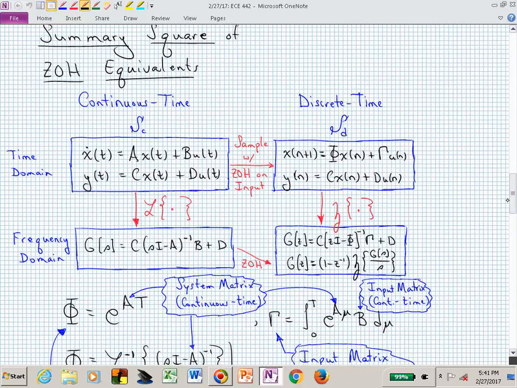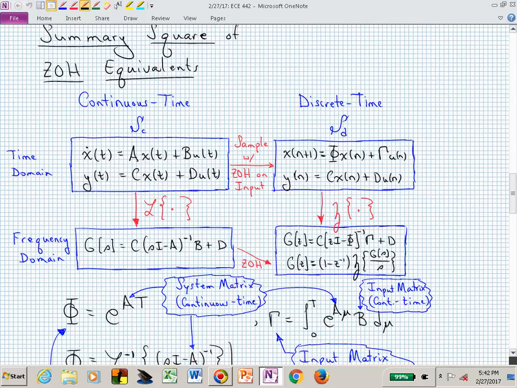Here's our playing surface for our summary square of zero-order hold equivalents. I know it's busy, but it's available to you. You don't have to copy all of this down. What I want you to do is try to absorb this. The left-hand blocks are the continuous time case. The right-hand blocks are the discrete time case.